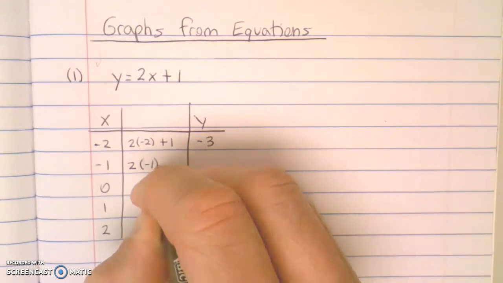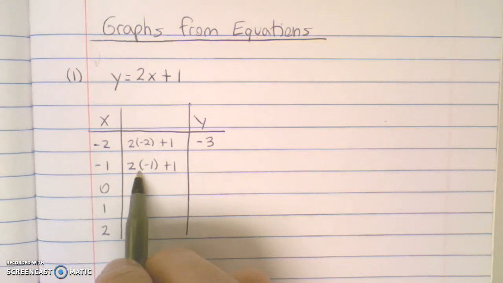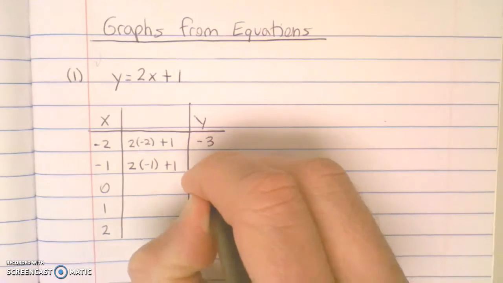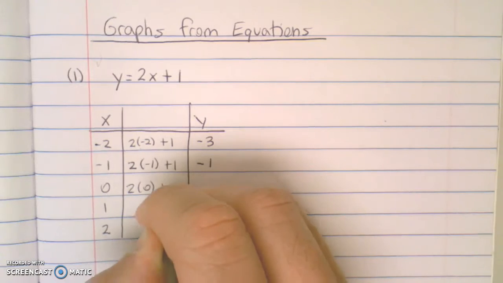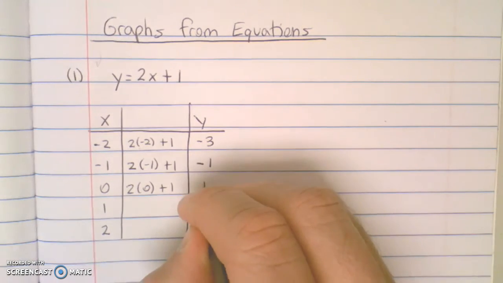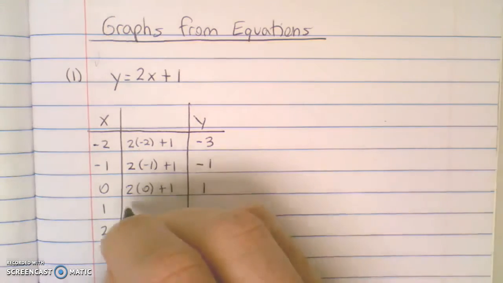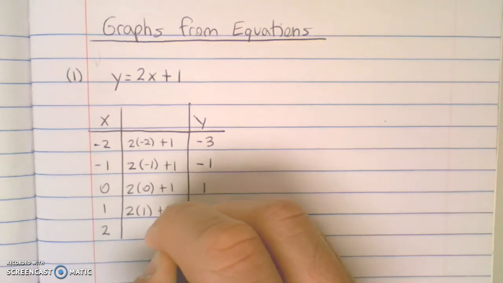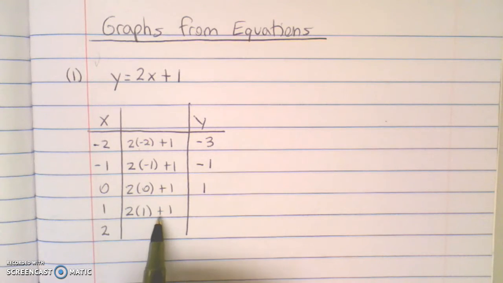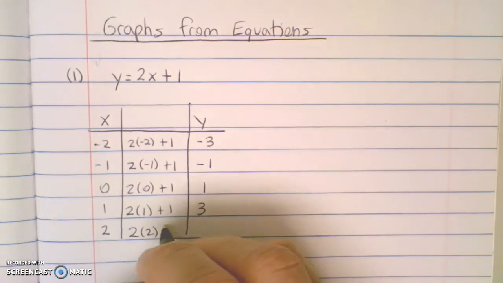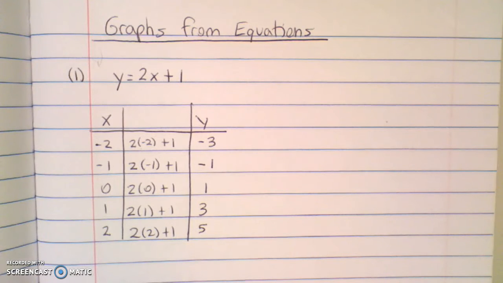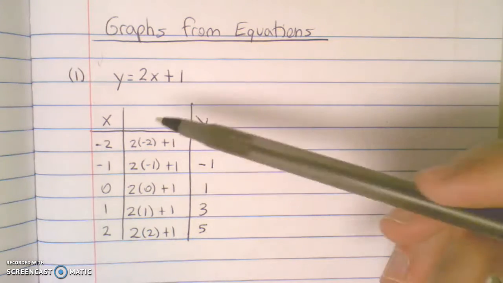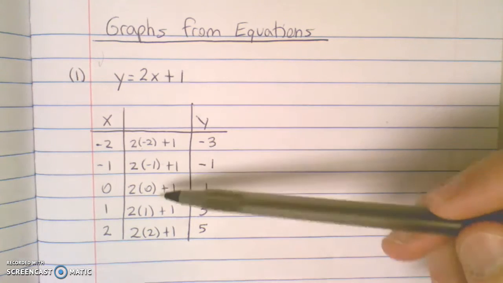2 times negative 1 plus 1. That's negative 2. Negative 2 plus 1 is negative 1. 2 times 0 plus 1. 0 plus 1 is 1. 2 times 1 plus 1. Well, 2 times 1 is 2, plus 1 is 3. And then 2 times 2 plus 1. So 2 times 2 is 4, plus 1 is 5.